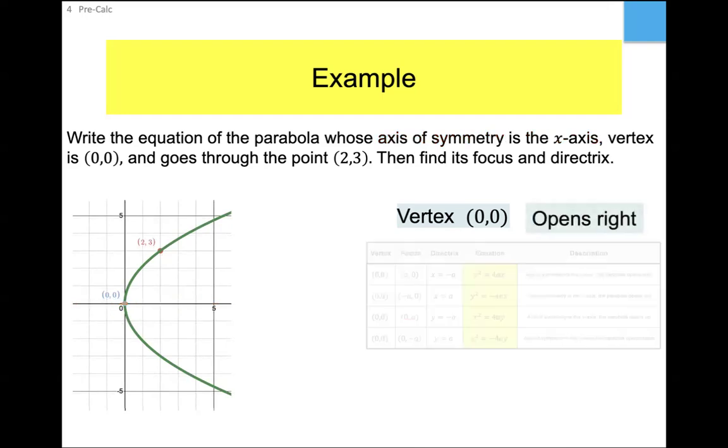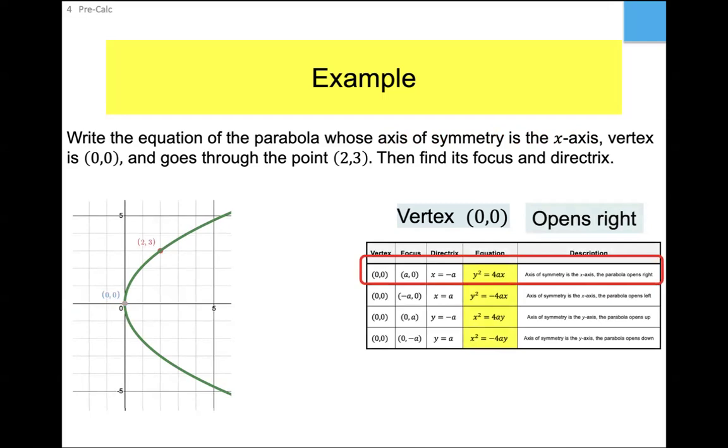All right, so we go to our table. Opens right is the top one: y squared is equal to 4ax. Solve for a. And we solve for a by taking the point (2, 3), that x and y value, x is 2, y is 3, and plugging it into the equation. Remember, the original one said y squared, so that would be the 3. 3 squared is equal to 4a times 2.